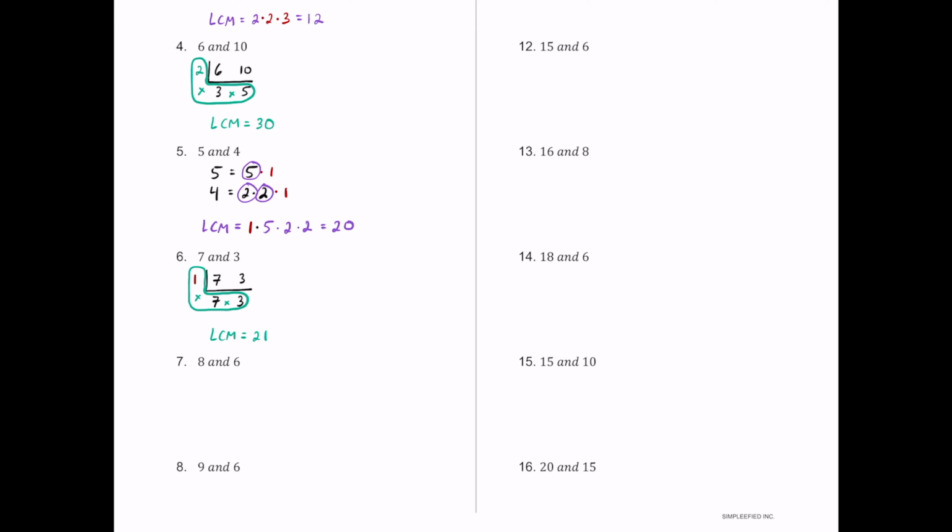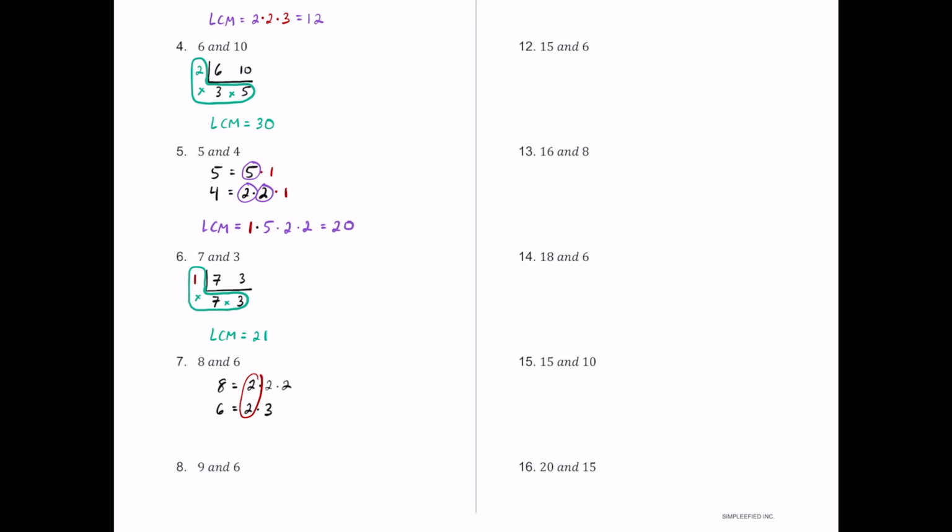For number 7, we have 8 and 6. Let's try using prime factorization. So 8 is equal to 2 times 2 times 2, and then 6 is equal to 2 times 3. All right, so we're going to start off seeing what they have in common. I do see that they have these 2's in common, right? These 2's right over here. And then what else do they have in common? I don't think anything else.